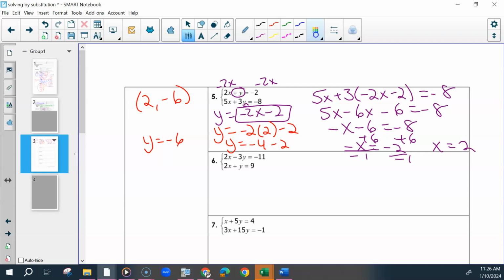Where do we get 2 again? This 2? Yeah. By dividing negative 2 by negative 1. Other questions?